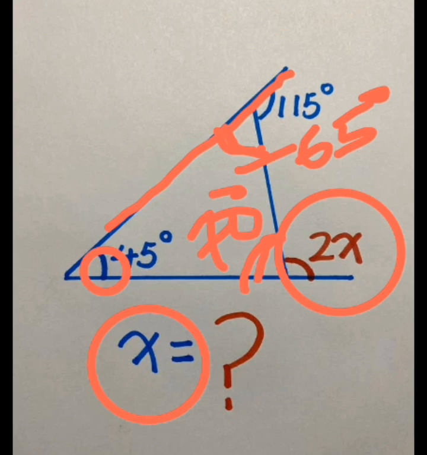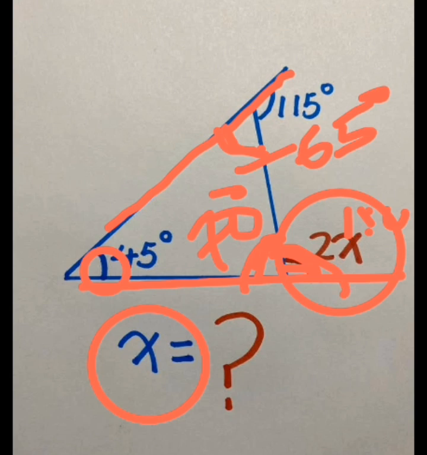Now, if 70 is here, watch again, there's a straight line here. So if this is 70, this angle here will be 180 minus 70. And 180 minus 70 is 110. Do you understand? 110. So this angle here is 110.